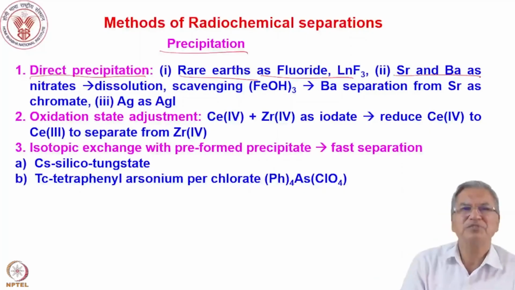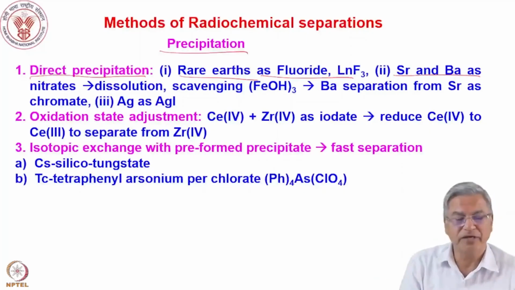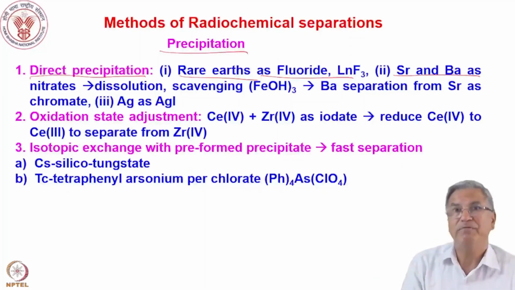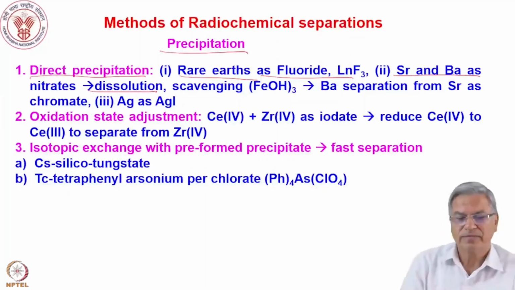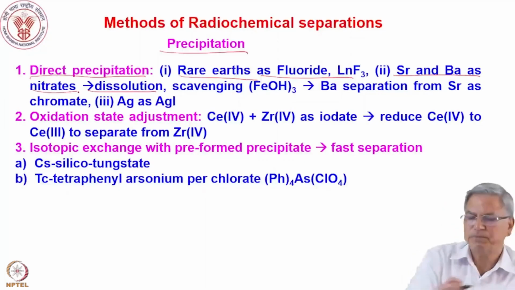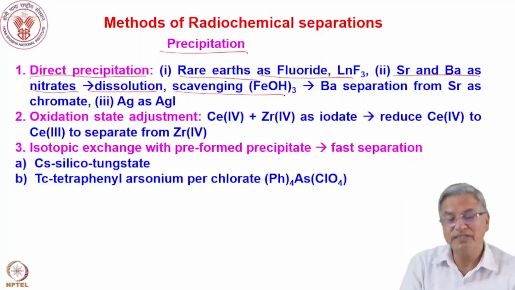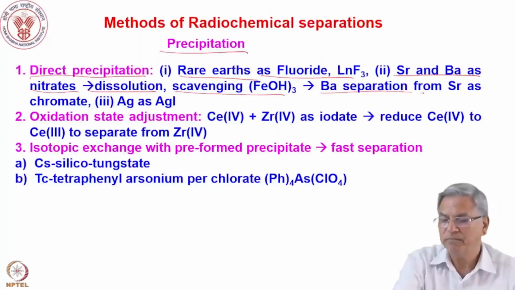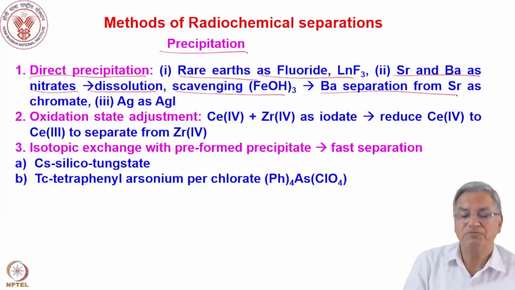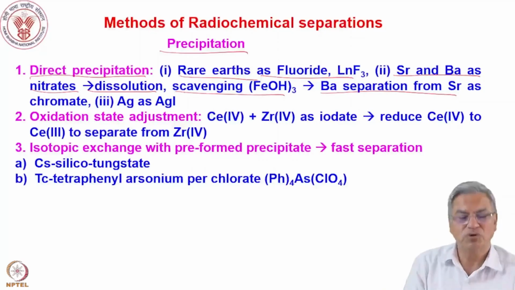Strontium barium separations are very important, because strontium is a pure beta emitter, strontium 90, and barium. So if you want to separate them, you first dissolve, then you first make precipitate as nitrates, then you do ferric hydroxide scavenging to precipitate out the rare earths, zirconium, other things, and then you separate barium and strontium. Barium goes as barium chromate, and strontium will not precipitate as strontium chromate.